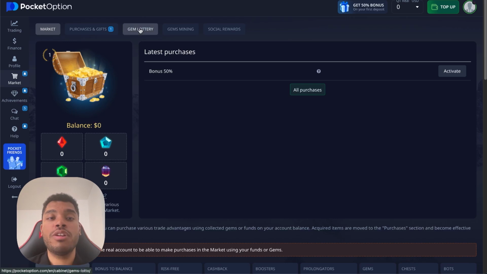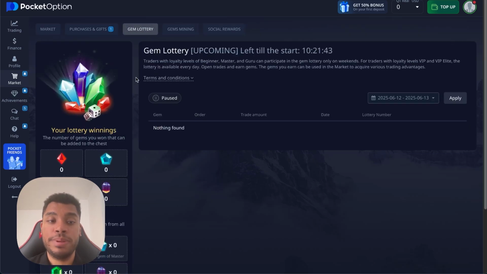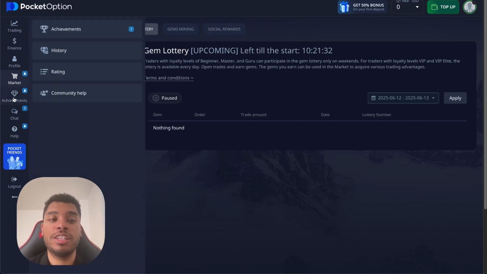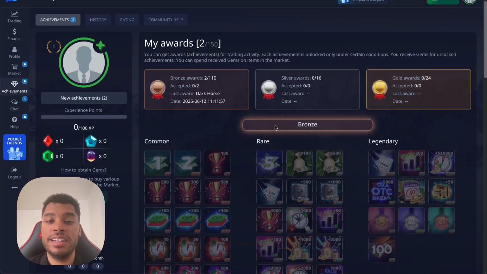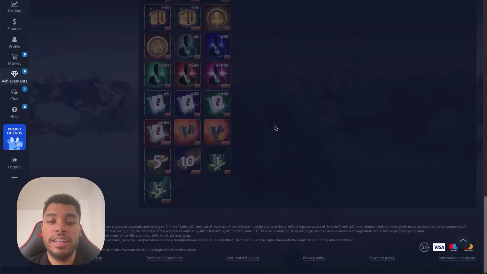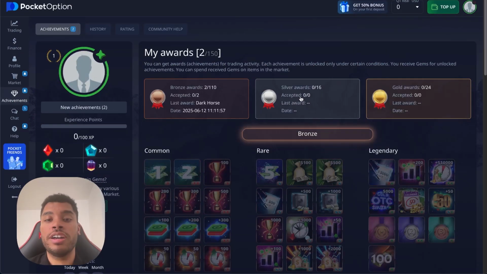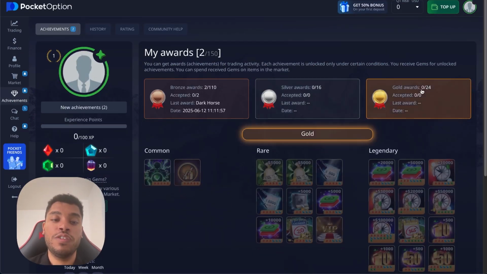Also, as you can see here, you have access to a gem lottery that basically allows you to win multiple gems. You can do gem mining, and you also receive social rewards, and as I was telling you before, you can get these gems also through achievements. And if we click here where it says achievements, as you can see I can access the entire list of all my achievements, and they are divided in categories, like we have bronze, and as we continue we're going to unlock silver and gold achievements, and for every achievement that we complete we're going to get gems, and as I showed you, you can use these gems.